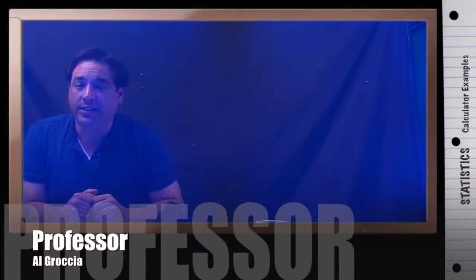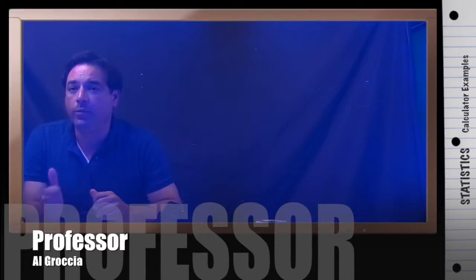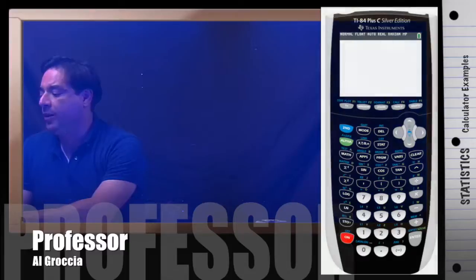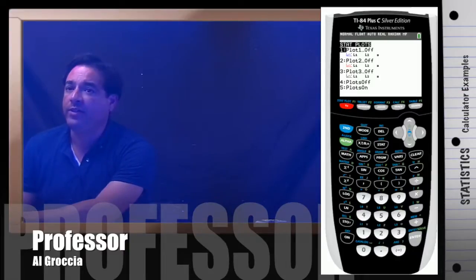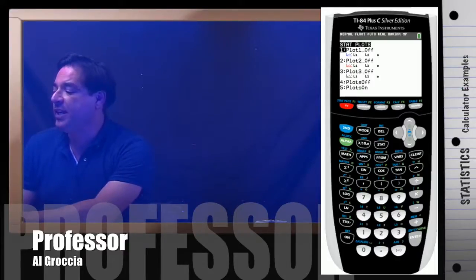Now that we have our data in list 1, we're going to make a histogram in the calculator. We're going to press second y equals for stat plot. Remember, anything in blue or yellow, you have to hit second first. Notice we have plot 1, plot 2, plot 3, so we can plot 3 different things on top of each other, but we only want to do one graph.